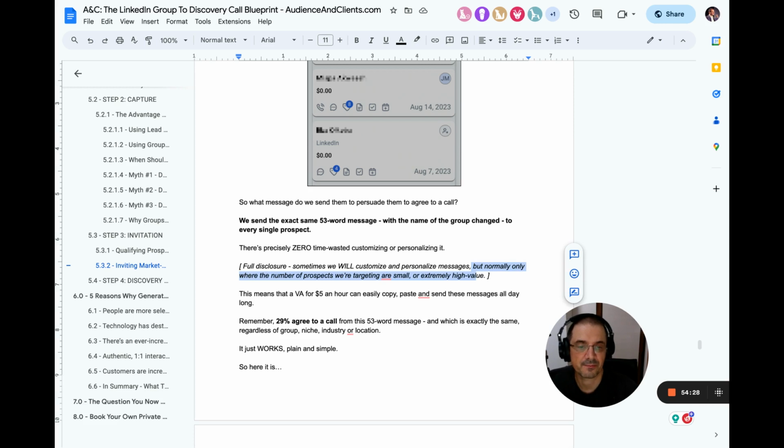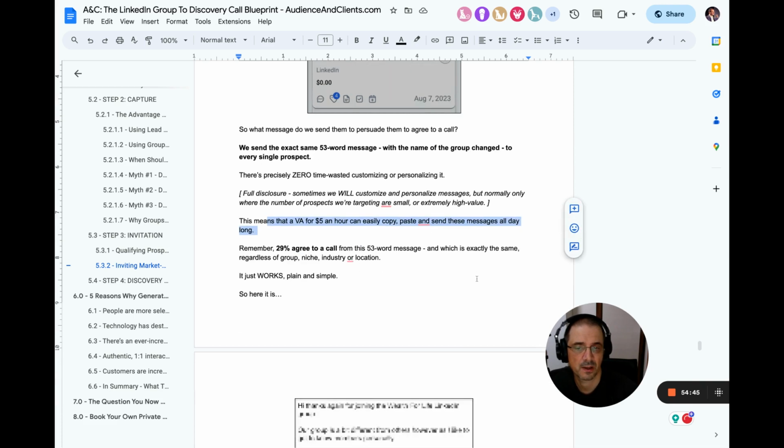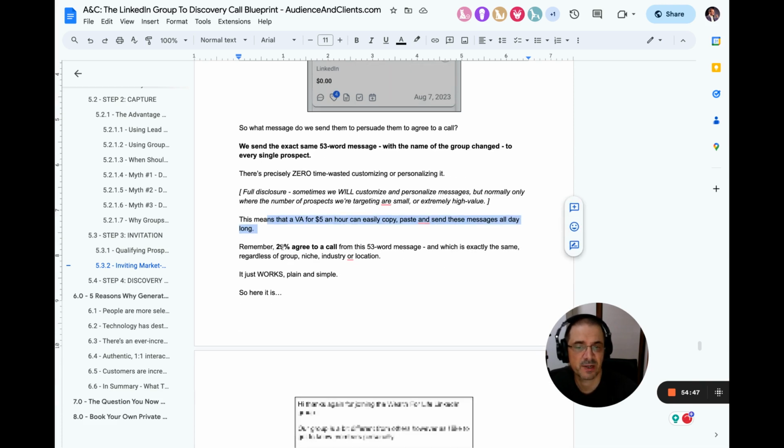But normally, that's only where the prospects we're targeting are very small in number or extremely high value. So what this means is, by not having to customize or personalize it, we can send messages faster. And it's very easy for a VA at $5 an hour to copy paste and send those messages all day long. So remember, 29% agree to a call from this 53-word message, which is exactly the same regardless of the group, niche, industry, or location.